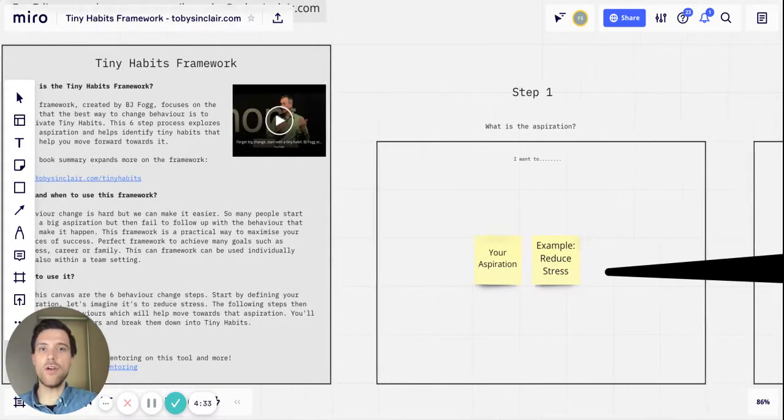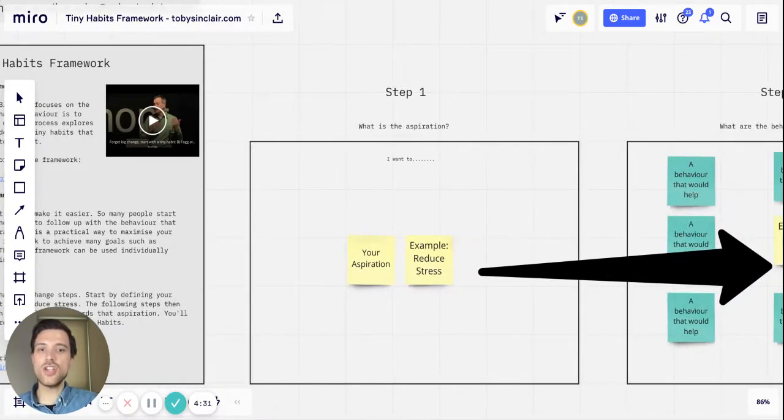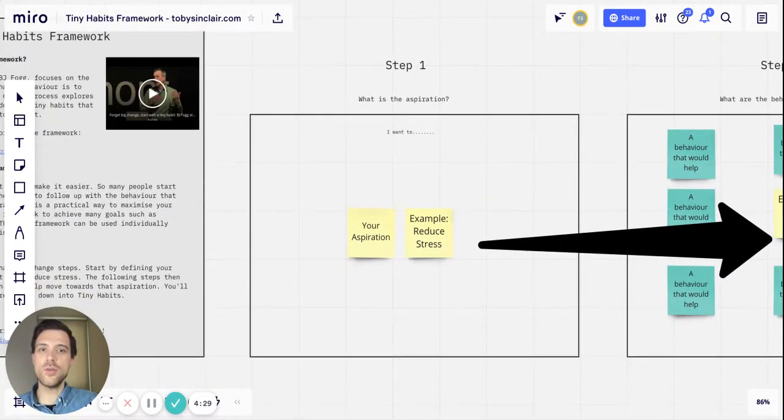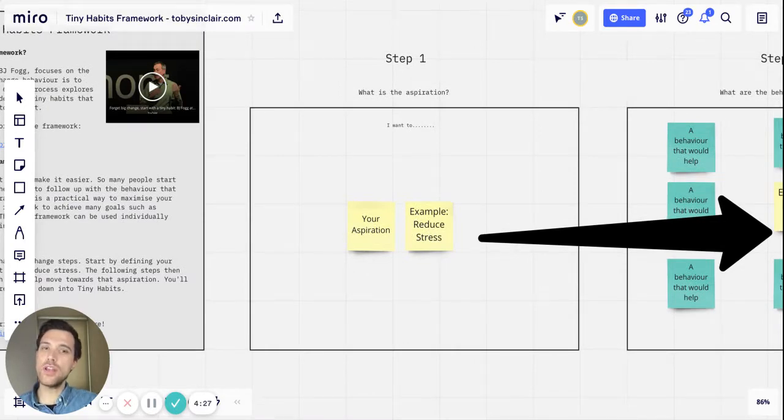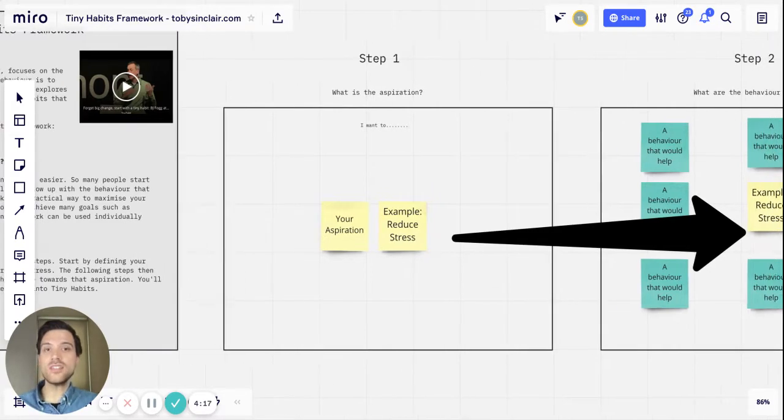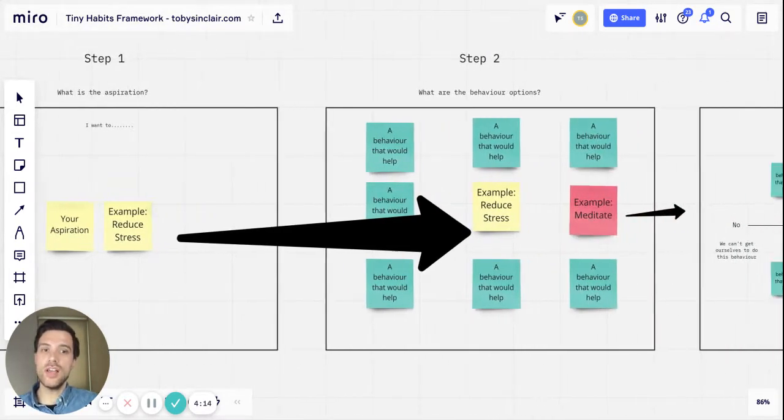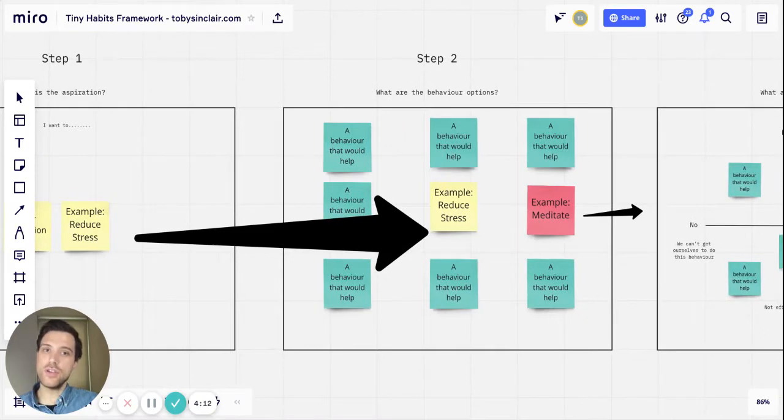So the first step of the Tiny Habits approach is to look at your aspiration. In this example, I've got an aspiration where I'd like to reduce stress. So what we're going to do now is look at what behaviors and habits will help me move towards that aspiration. So the second step, now we know our aspiration, is to look at what behaviors will help us move towards that.